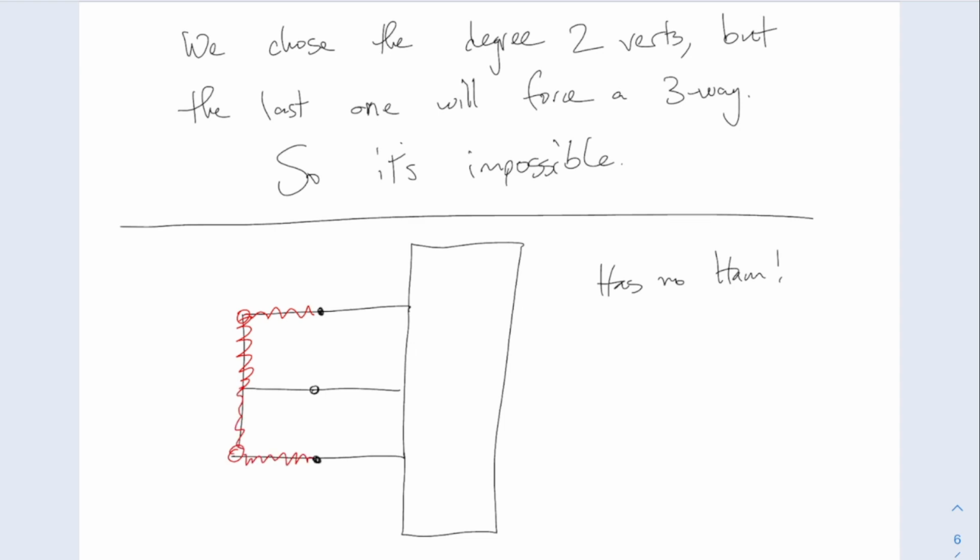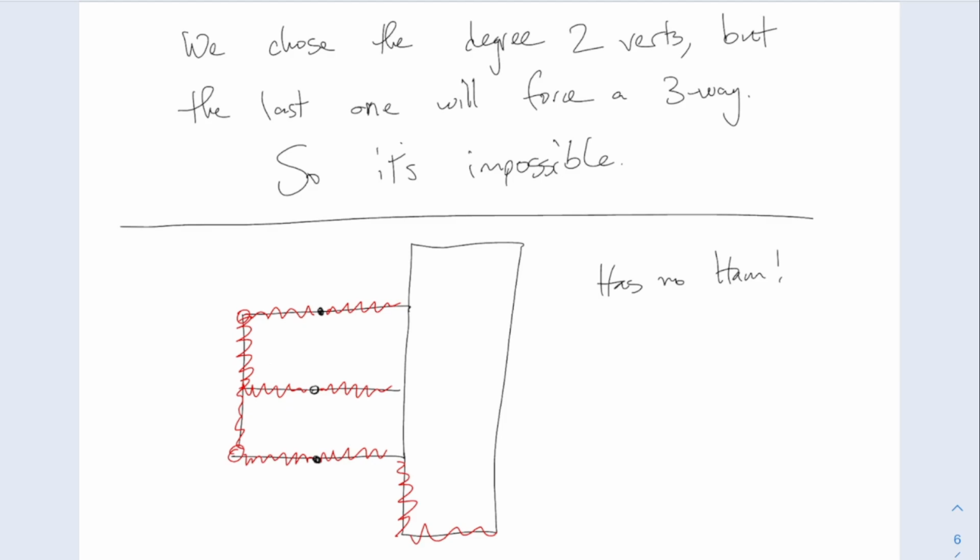And each of these dots is a degree 2. This guy in the middle is a degree 2, this dot. And then I have corners here, here. Anyway, these corners don't really matter. These ones here, I have already been forced into a three-way. So you can immediately say this is impossible. Just by choosing the degree 2 edges, that immediately created a three-way intersection, which is not allowed.